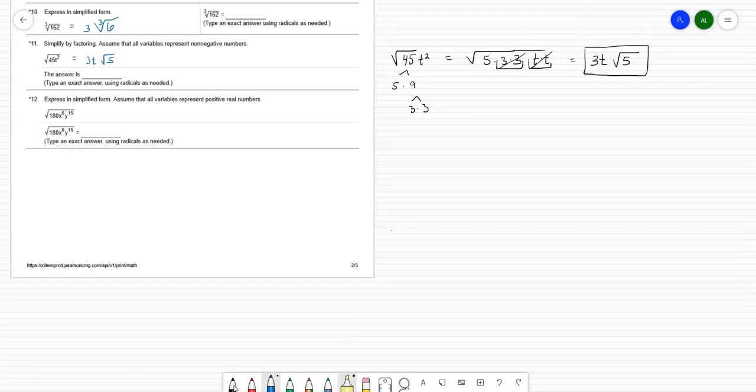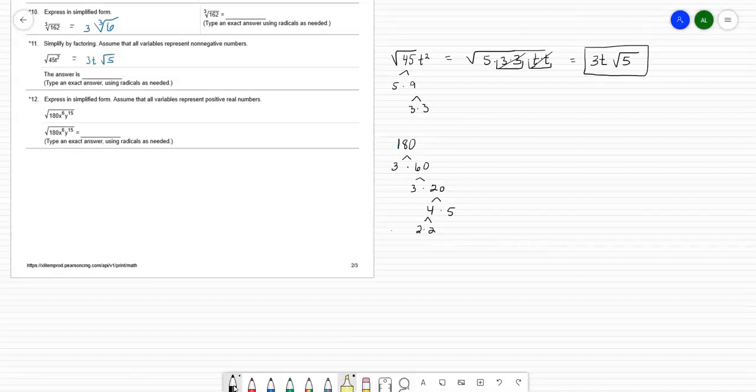And then for number 12, we have 180 x to the 6th, y to the 15th under the square root sign. So we want to make sure that we prime factor everything out. All right, so let's take our time for each of these. So let's look for 180, and again, start anywhere. You can start with 3 times 60, 9 times 20, doesn't matter. So I will use 3 times 60, and I know that 60 is 3 times 20, 20 is 4 times 5, and 4 is 2 times 2.